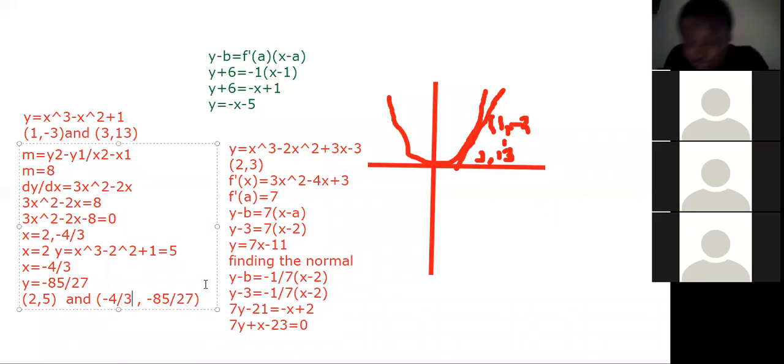So that is it. Now let's try another set of questions. Given the implicit equation xy is equal to 1, find dy/dx at the point (1, 1). Let me come again. Given the implicit equation xy is equal to 1, find dy/dx at the point (1, 1).